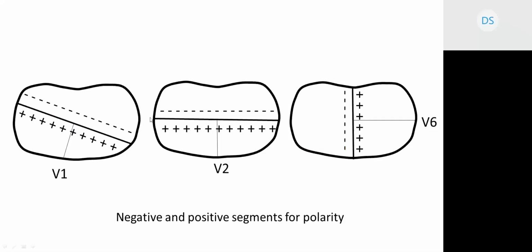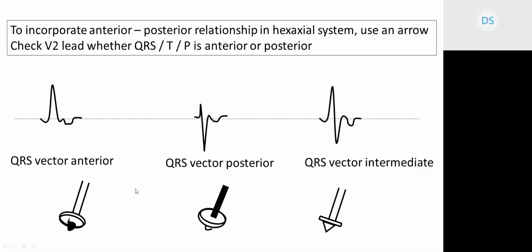Lead V2, you can all see the middle figure. Lead V2, the front half of the semicircle decides the positive polarity and the back half of the semicircle decides the negative polarity. In the last figure, the left half is the positive polarity for lead V6 and the right half is the negative polarity for lead V6. Similarly, if you try to understand V1, V1 is a little towards the right side, then this is positive and this is negative. So we will take help of lead V2 and V6 to decide whether our QRS axis is more anterior, more posterior or intermediate.